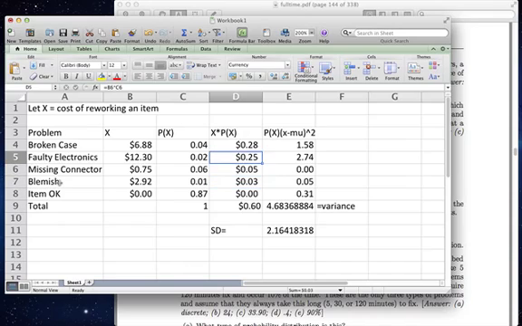Where is there opportunity? Well, there's a lot of opportunity with broken cases and faulty electronics. If I could eliminate broken cases altogether, that would cut my rework cost almost in half. And the opportunity is almost as great with reducing these electronics. So if I want to focus my energies where I can get a big payoff, then I want to focus on those two activities. So this may be a quality control example, but the same thought process is really important.